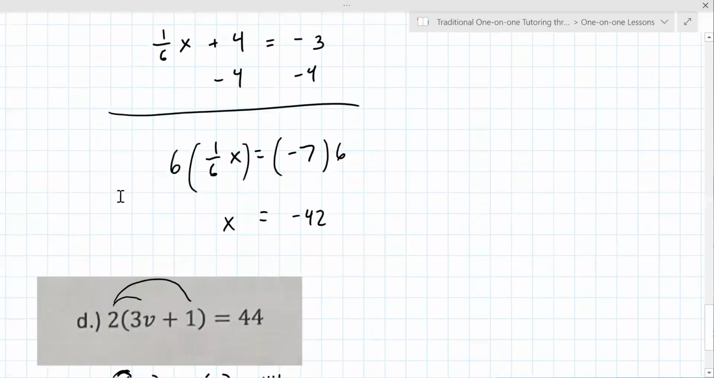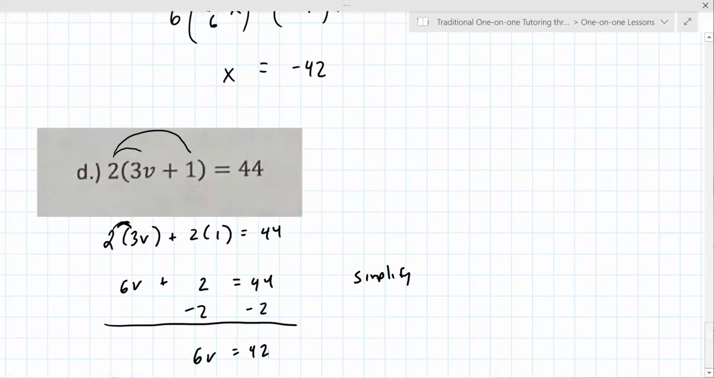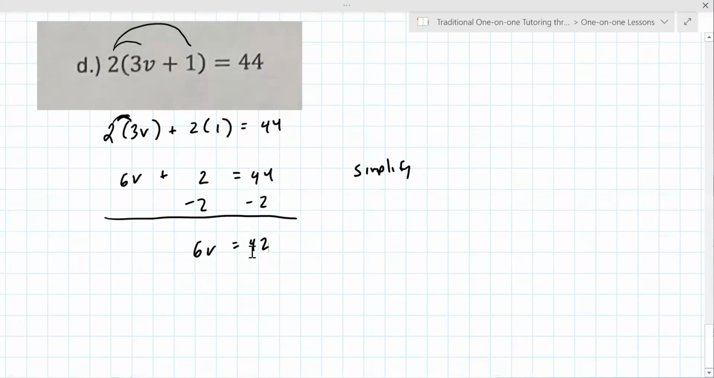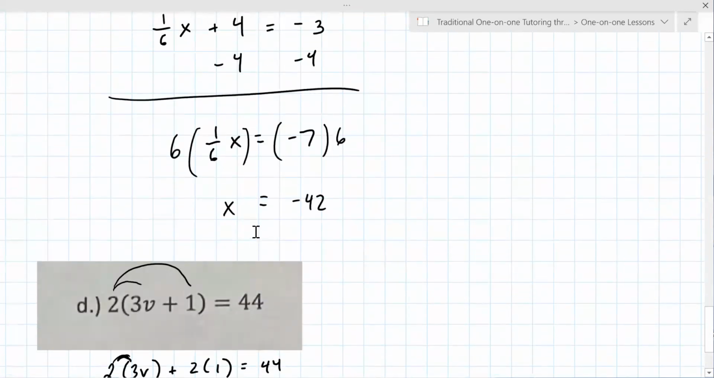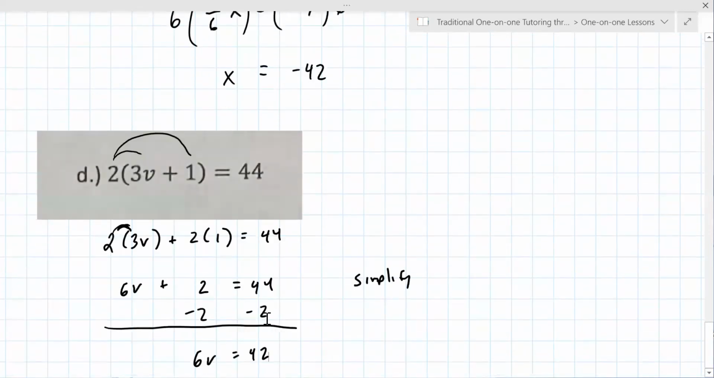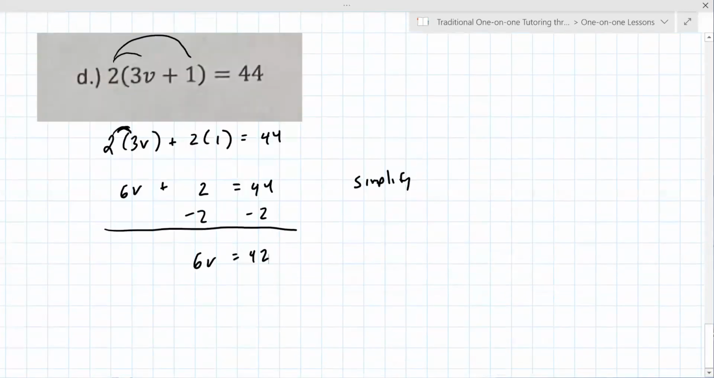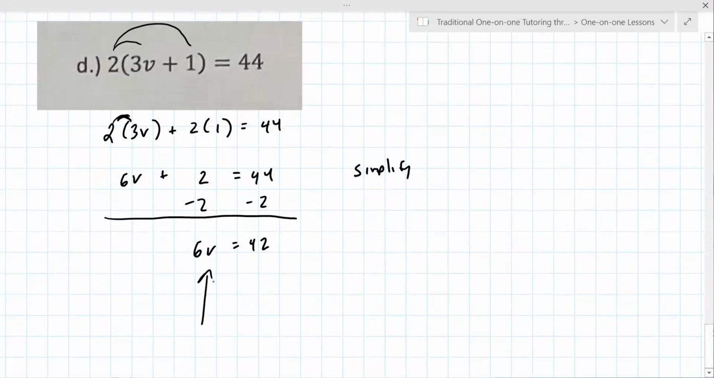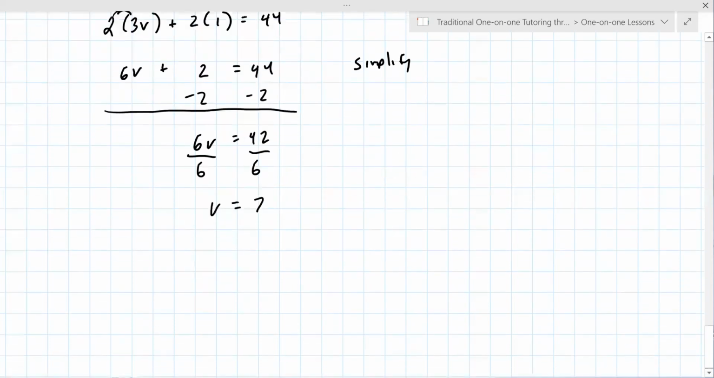Yes. So for some reason, and it doesn't really matter why, you're focusing on this number over here on the right, and you did that on one of these earlier ones. That number is irrelevant. Your focus needs to be over here on the v, on whatever the letter is. So you're going to divide both sides by 6, and v equals 7. Okay, yeah. Let me practice another one of those. Sure.